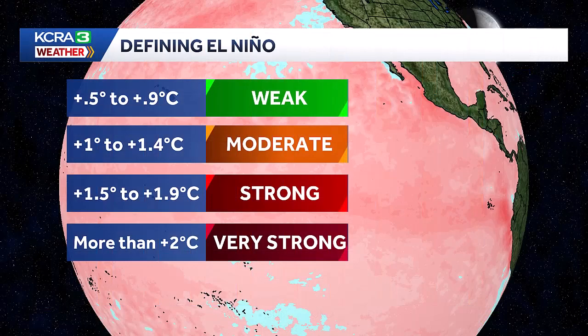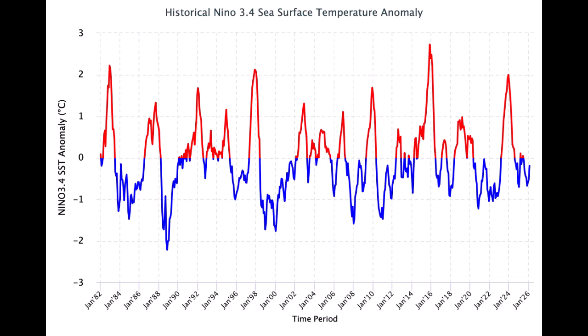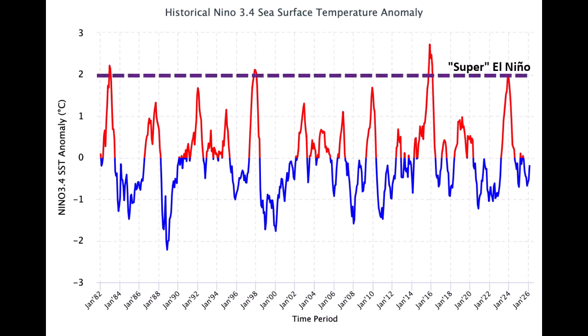The strength of an El Niño event is determined by the strength of the sea surface temperature anomaly. A weak event is characterized by an anomaly of 0.5 to 0.9 degrees Celsius. A moderate event is characterized by an anomaly of 1 to 1.4 degrees Celsius, and a strong event by an anomaly of 1.5 to 1.9 degrees Celsius. A Super El Niño event, which is characterized by an anomaly of at least 2 degrees Celsius, is a very rare occurrence, happening only a handful of times in recorded history.